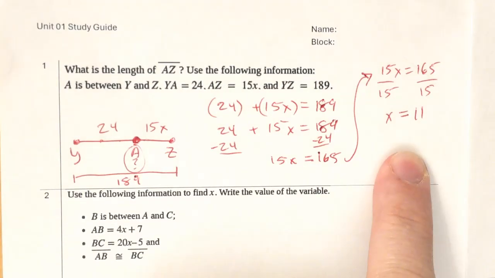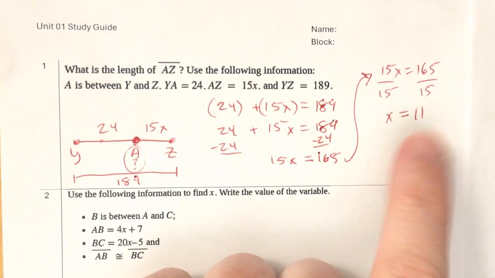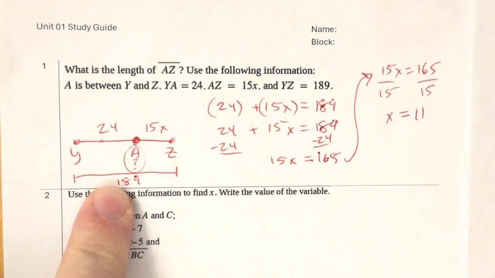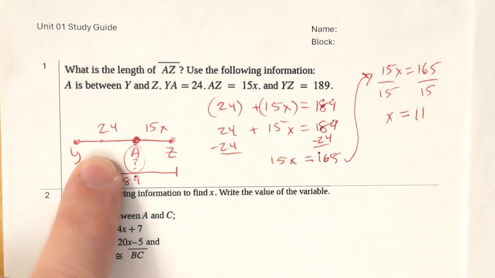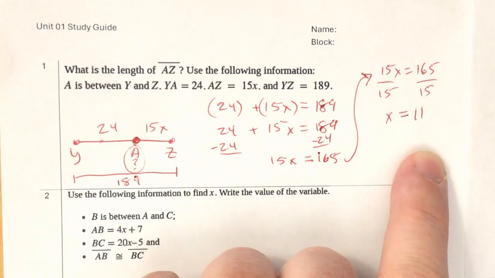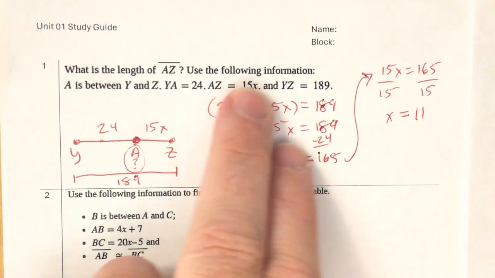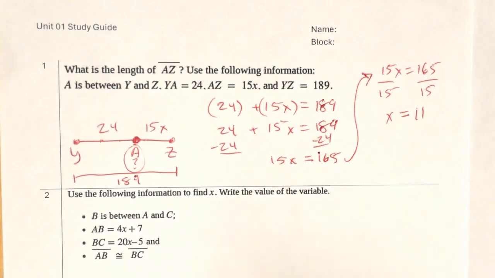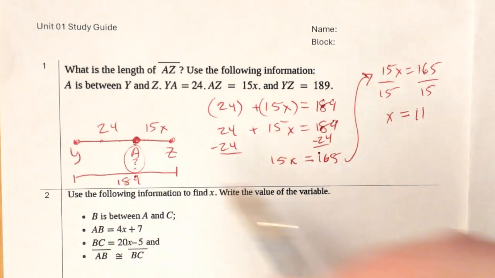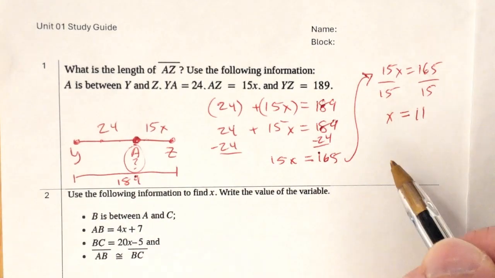Now, you're not done. Every time you get x, you always plug it back into the picture for two reasons. One, to check yourself. Does this plus this equal the whole shebang? If it doesn't, you know you messed up somewhere. The other reason is to be able to answer any of their questions. They could ask me for x. They can ask me for the left side, the right side, or the whole shebang. I need to be ready no matter what they ask.